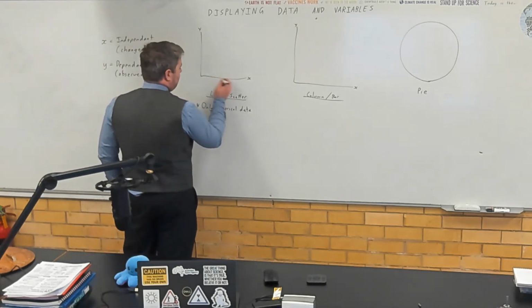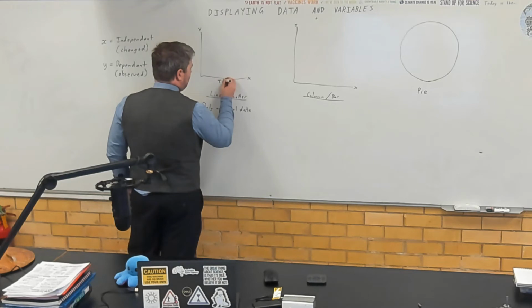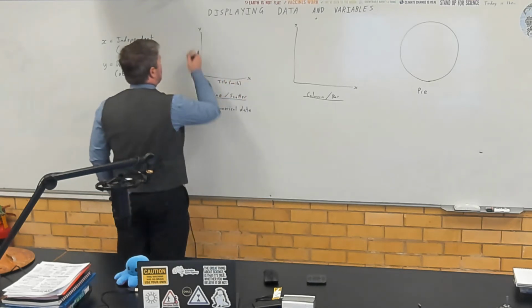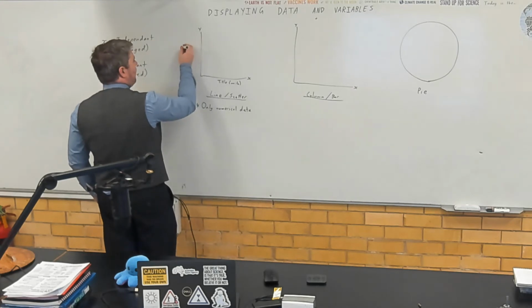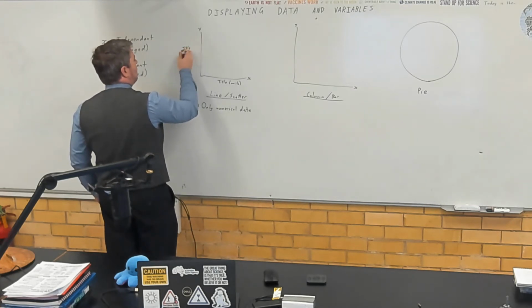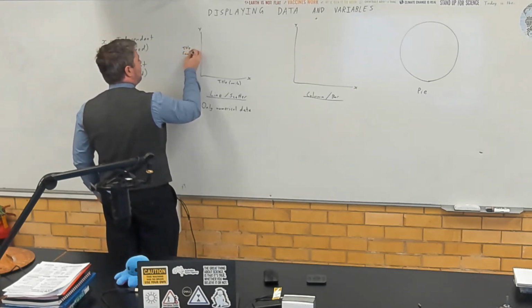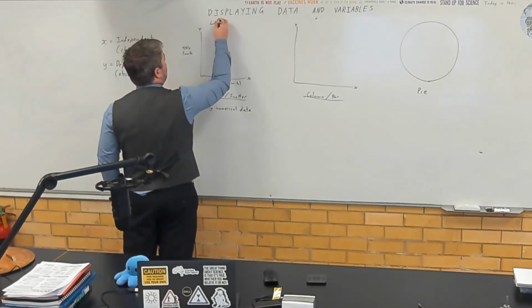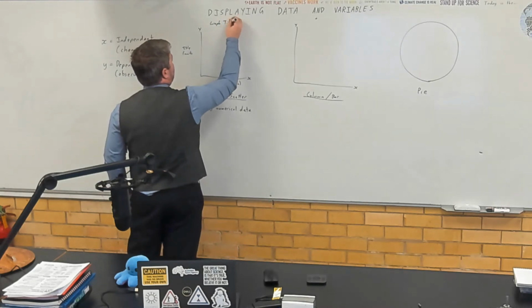Same thing's happening here. So, if I'm applying this information, then my independent variable is going to go along here. So I have a title with units in brackets. Up here for my dependent variable, I have a title and units as well. And up here, I have a graph title.